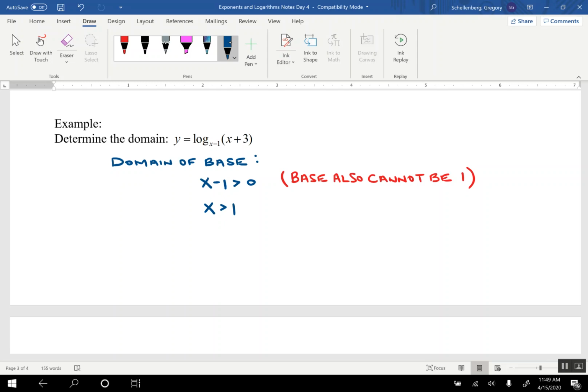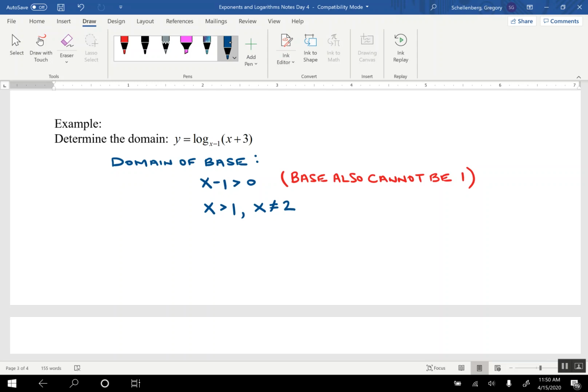Okay. Now, what value of x, if we were to input into our function 4x, is going to provide us with a base of 1? Well, 2. If we input 2 for x, we get 2 minus 1 is 1, and we know we can't have a base of 1, so the domain of the base is going to be values of x that are greater than 1 with the exception of 2.